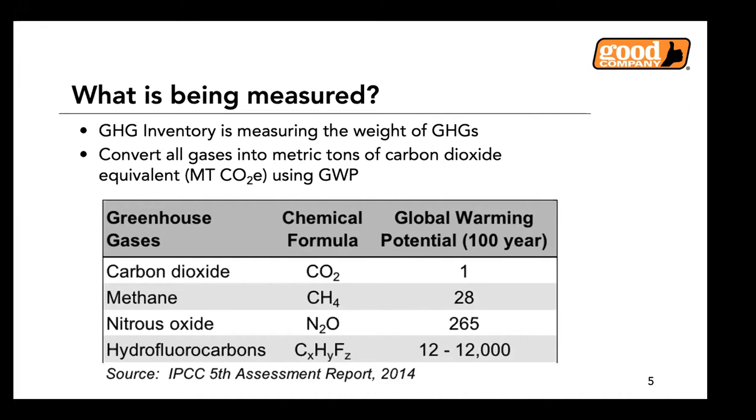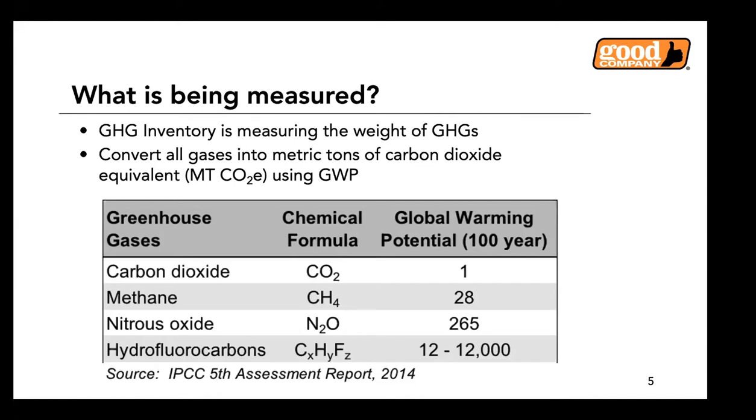Really 4 of them are most applicable to all organizations. It's the 4 you see listed here on the table. And what we're doing in an inventory is we're calculating the weight of those different gases, and we're converting them all into a common unit, which is metric tons of carbon dioxide equivalent. We do that using global warming potentials. Each of the gases has a different global warming potential.